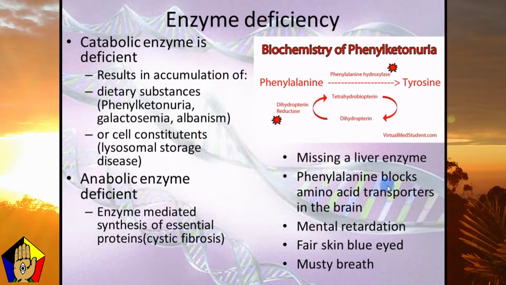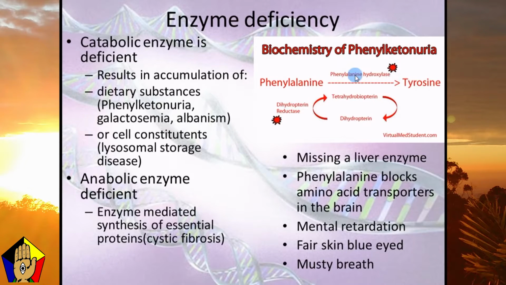So this list over here actually goes through it. You have phenylalanine, normal person. You have phenylalanine hydroxylase, an enzyme that breaks apart phenylalanine into tyrosine. And tyrosine can be used for lots of things. You already know tyrosine can be manipulated and turned into hormones. Tyrosine can be used to build other proteins. It's a really handy, helpful chemical.